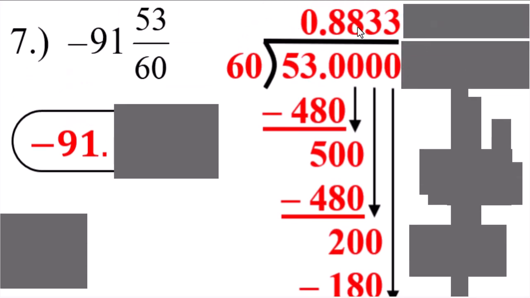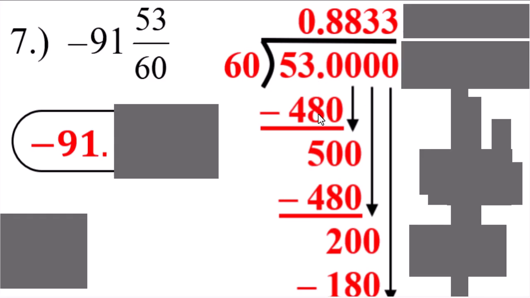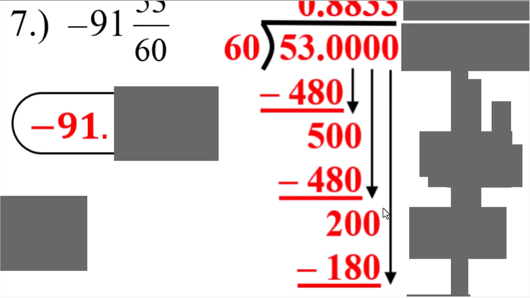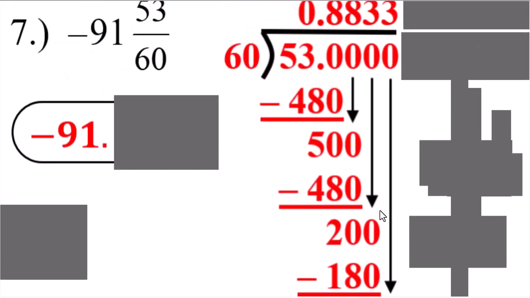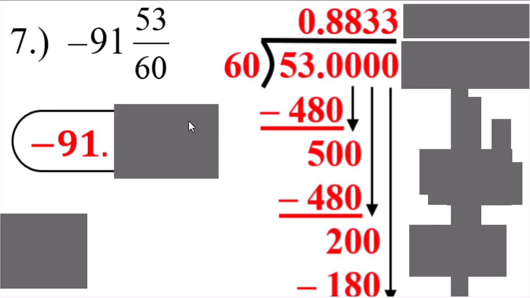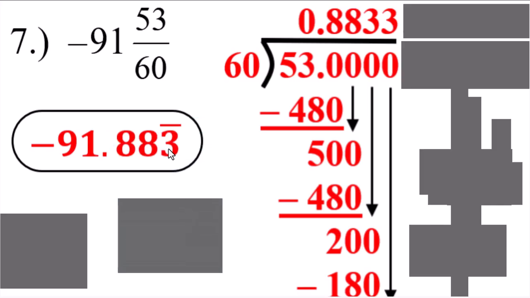Now, I bet some of you thought the 8's repeated, but here was 530 minus 480. Here was 500 minus 480. So that was not exactly the same. So even though you got a double 8, it's not a repeating 8, because right afterwards came a 3, 200 minus 180, and then 3 times again, it would be 200 minus 180. If you would continue your work, the 3 repeats, not the 8. So here's the correct way of writing this. Negative 91.883 repeating. If you wrote 33 repeating, please erase the extra 3.